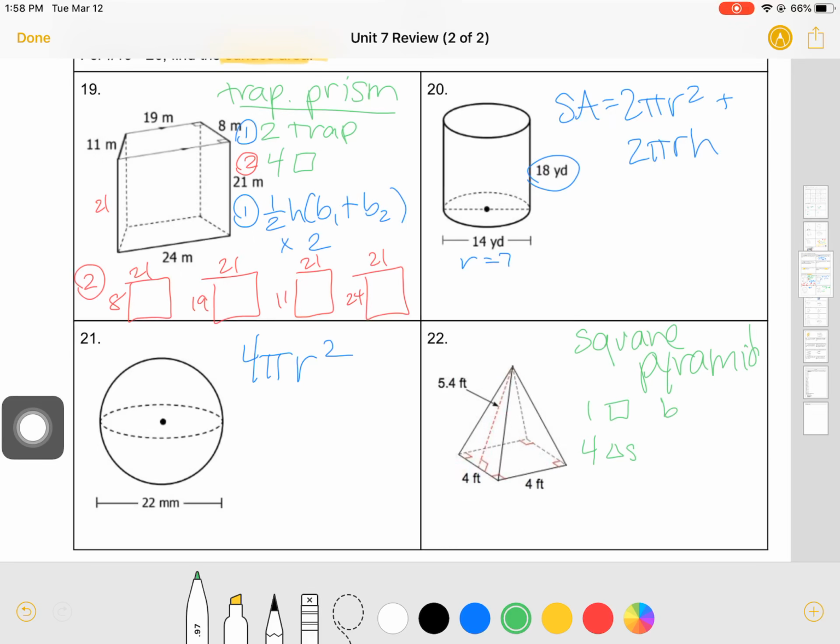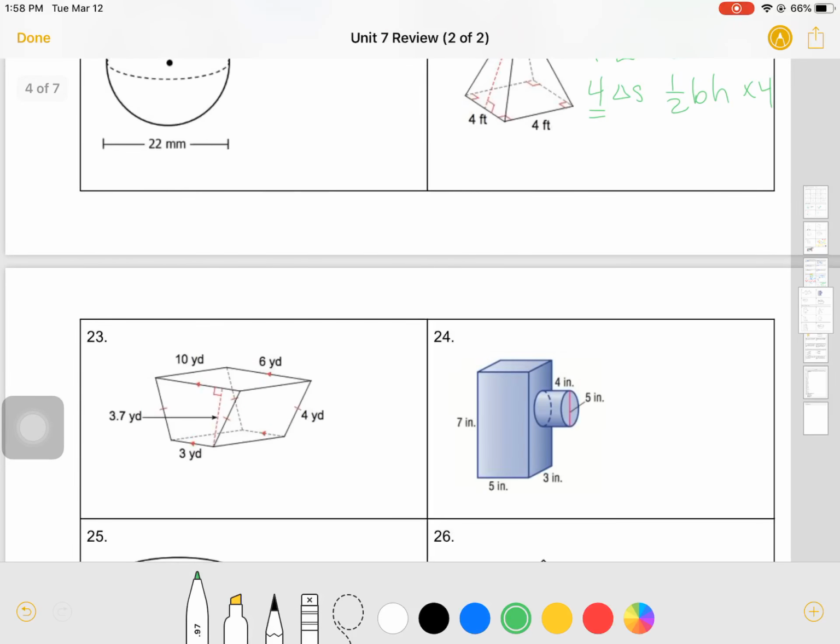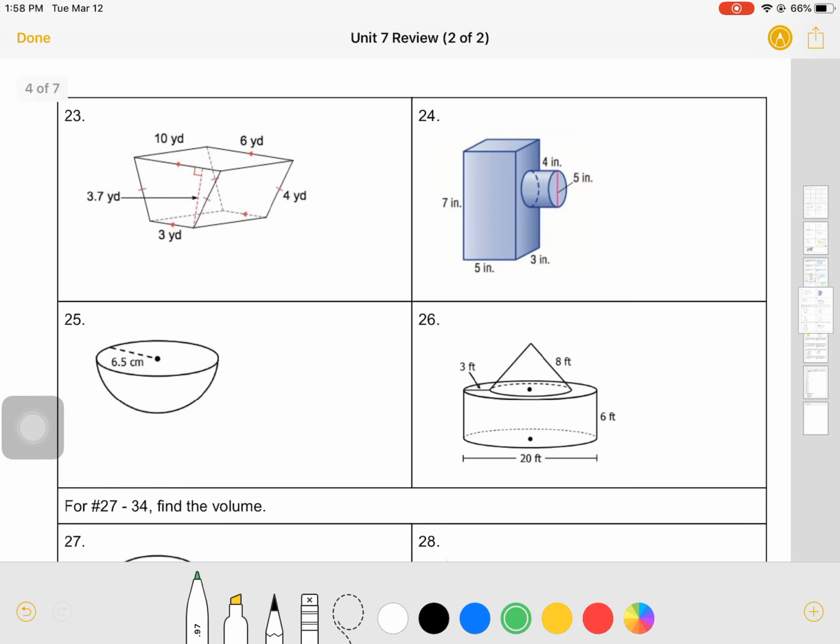Your square formula is base times height. Your triangle formula is half base times height. And remember here that you have 4 of them, so you'll multiply that answer by 4 when you are done. 23 will work very similarly to the one we already did.